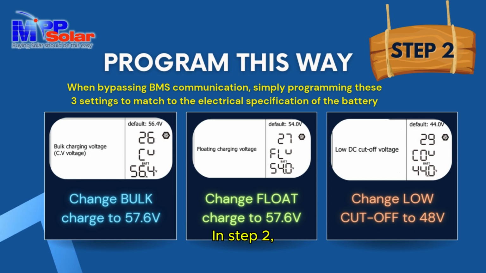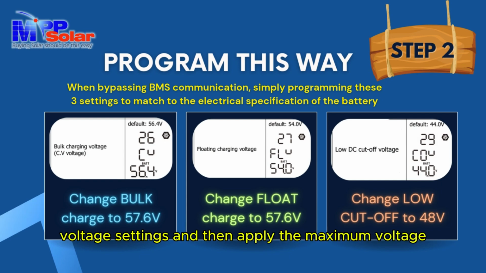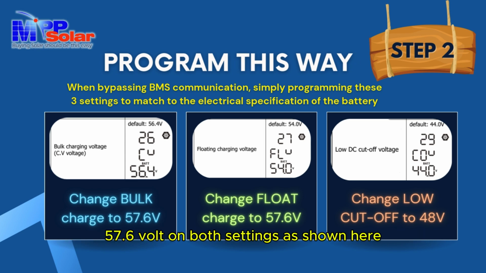In step 2, you will need to find bulk and float charging voltage settings and then apply the maximum voltage, 57.6 volt on both settings, as shown here. Lithiums do not have 3-stage charging like lead-acid batteries, so keep bulk and float voltage the same. Next, navigate to low cutoff voltage setting, and program it as 48 volt. This marks the minimum voltage at which the inverter will operate battery without over-discharging it. That's it, that's all you have to do.